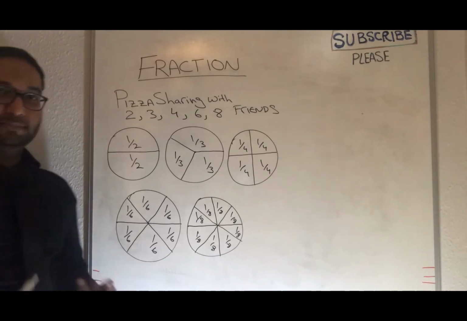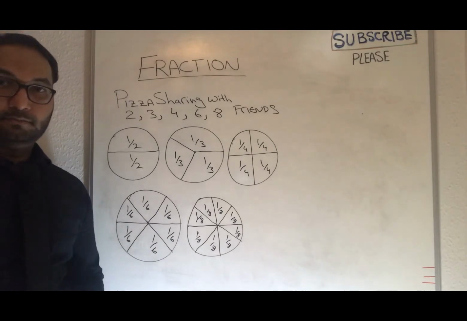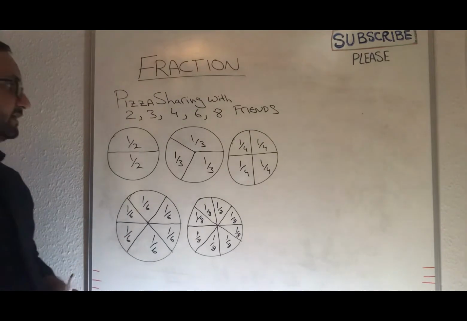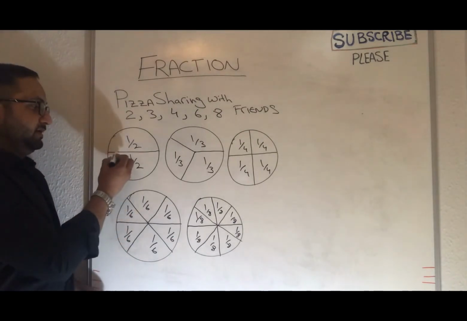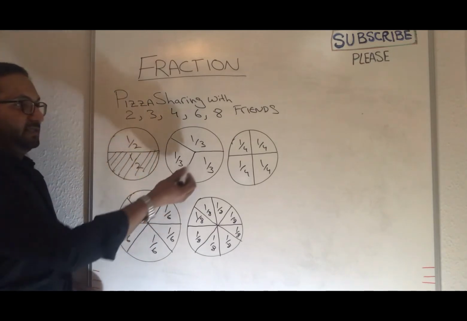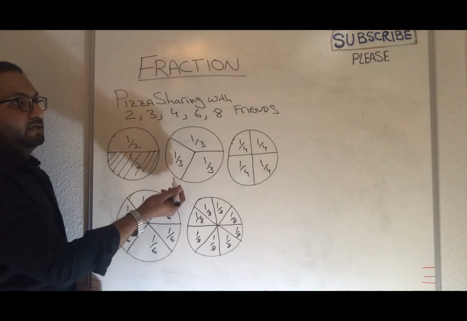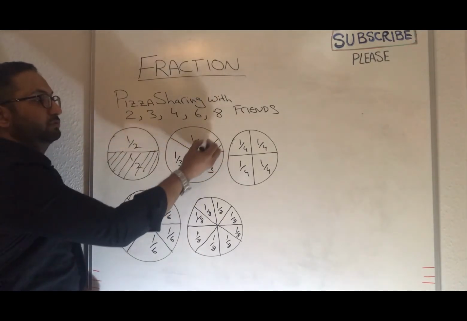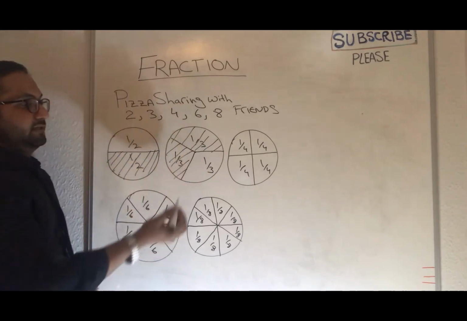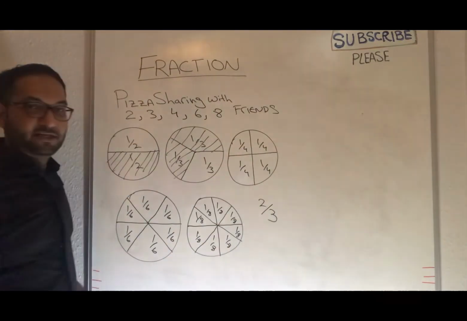Now sometimes they say, can you shade areas according to the question? If they say, can you shade half a circle or a pizza, then we can shade like that. If they say shade a 3/4 pizza, only 2 need to be shaded. This is 1, this is 2. So then we can say that this is 2 out of 3 at a shaded area.